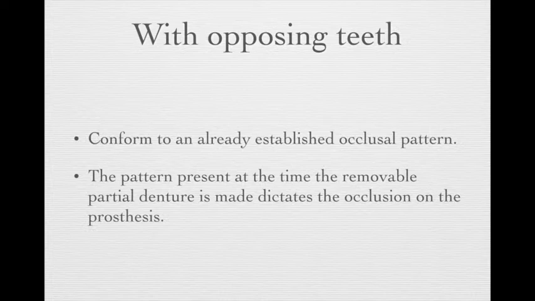When we have opposing teeth, we will more likely conform our selection to an already established occlusal pattern. The pattern present at the time the removable partial denture is made dictates the occlusion on the prosthesis. For example, if a patient has a flat tooth on the opposing side, you might want to select a semi-anatomic or non-anatomic tooth to fit with the opposing tooth.